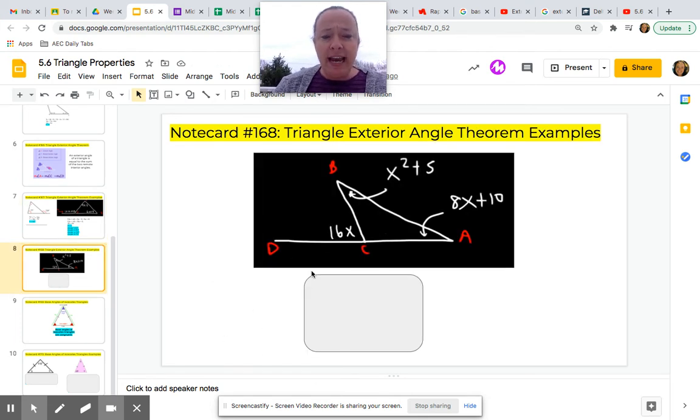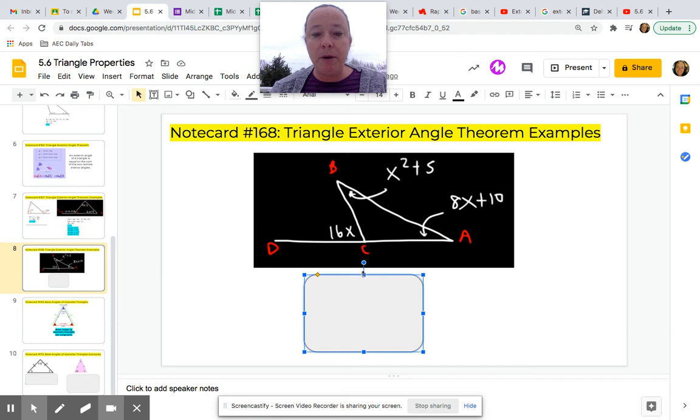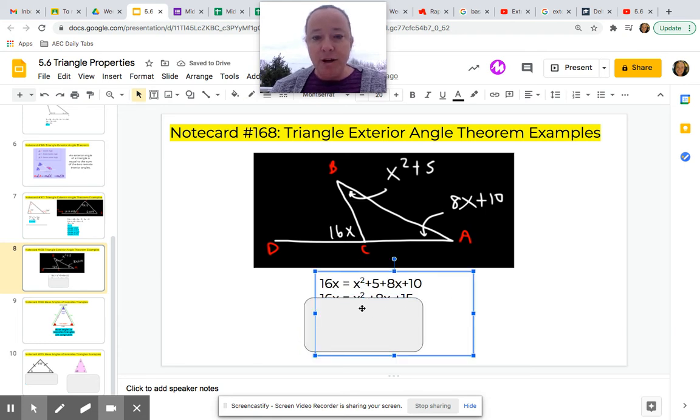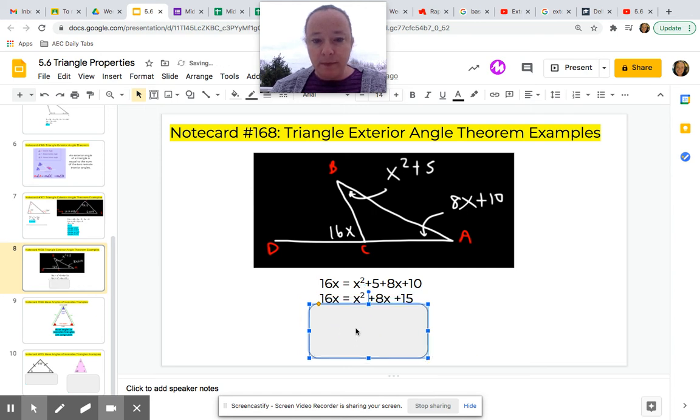Note card 168, I did want you to do another example. This has a quadratic term, so I want to remind you that quadratics are going to keep popping up and popping up, okay? We do have an exterior angle of 16x. It's going to be equal to x squared plus 5 plus 8x plus 10 because those are the remote interior angles. So you set that up, and then you combine like terms on the right side. Okay, so I get x squared plus 8x plus 15.